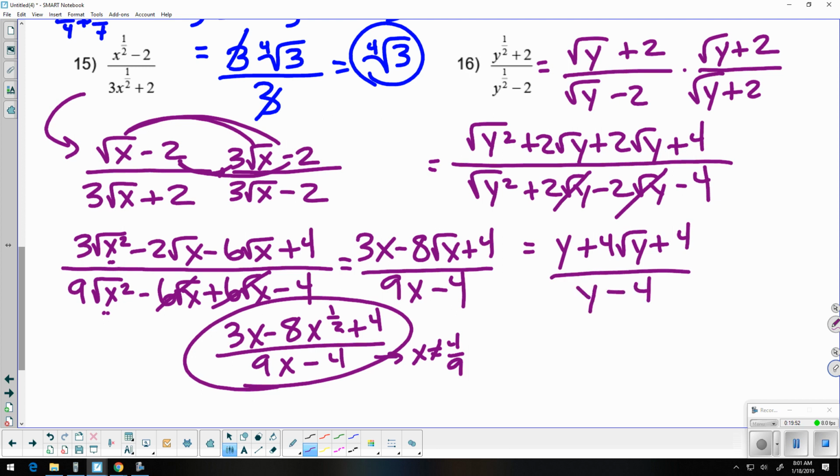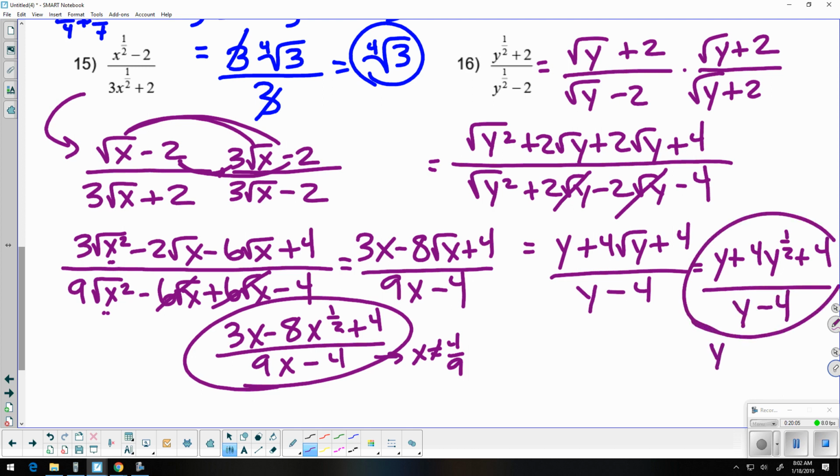Okay, one last and final step, again, going back to rational exponents, this would just be y plus 4y to the 1/2 plus 4. And then on the bottom, this would be y minus 4. And again, we should probably state that y cannot be positive 4. That's the one value y cannot be based on my denominator.